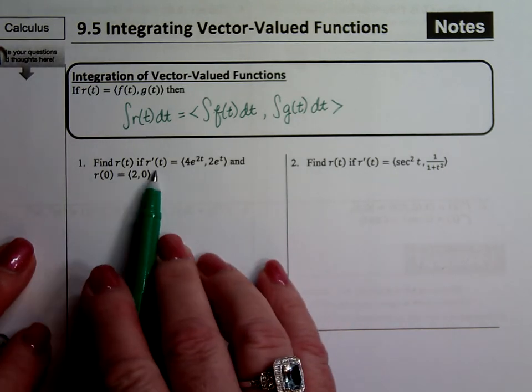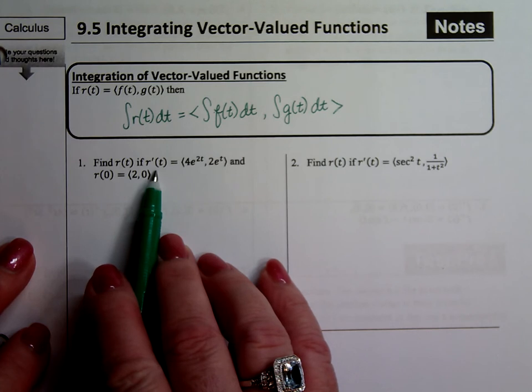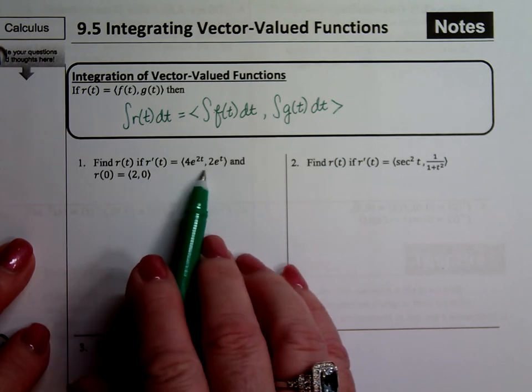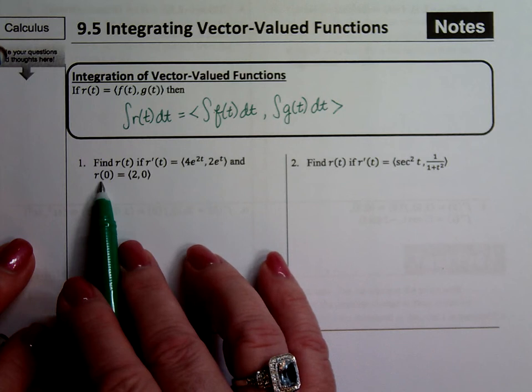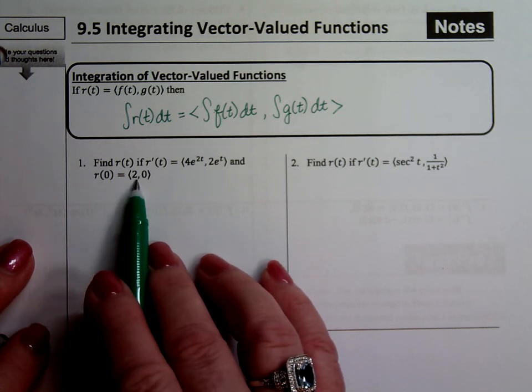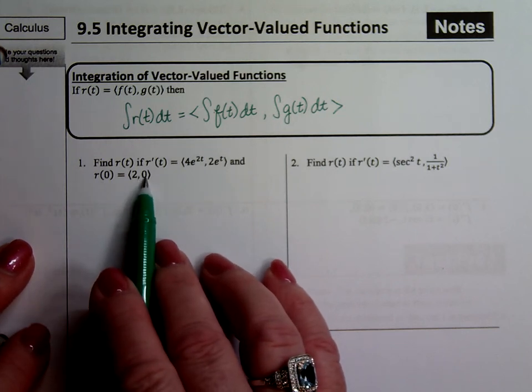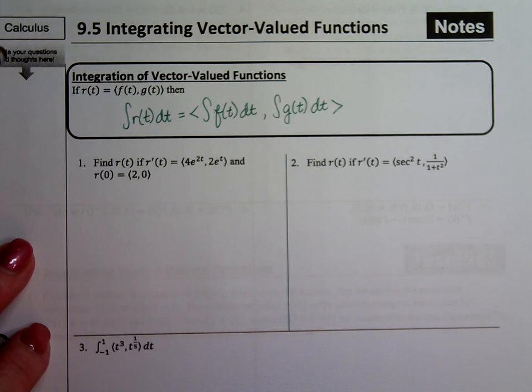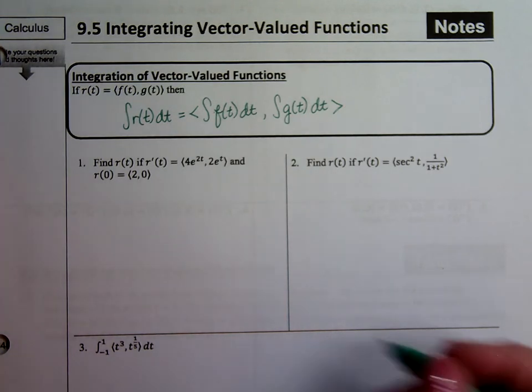Find r of t if the derivative of r of t is 4e to the 2t, 2e to the t, and r of 0 is this component with an x of 2 and a y of 0. It's kind of like, remember the old initial value situations? So what happens is you figure out the integral and you've got a plus c going on, but then they give you enough information, they give you an initial condition where you're able to actually calculate what c is. And so that's really the direction that we're going with these.